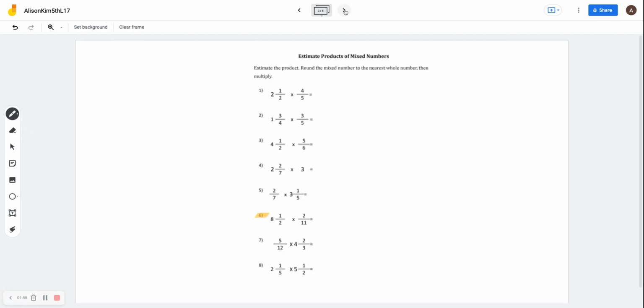Now we're going to be estimating the products of mixed numbers. Okay, so we're going to round the mixed number to the nearest whole number, then multiply. Oh, okay. So let's change these into decimals, sorry. We're going to change these into decimals. So this is going to be 8.5 because half is the same thing as 0.5.